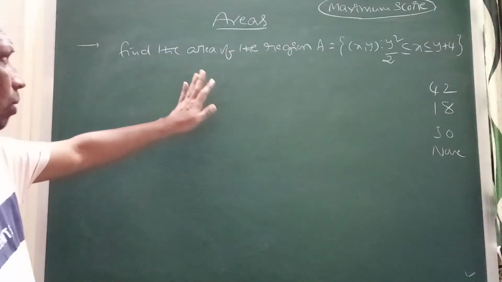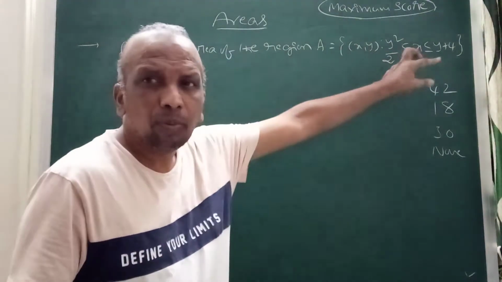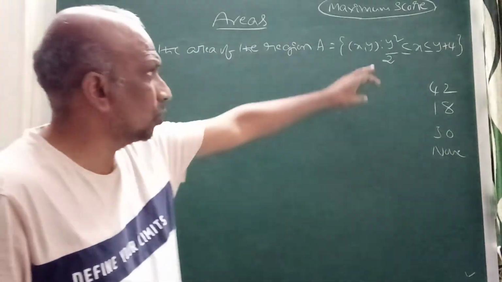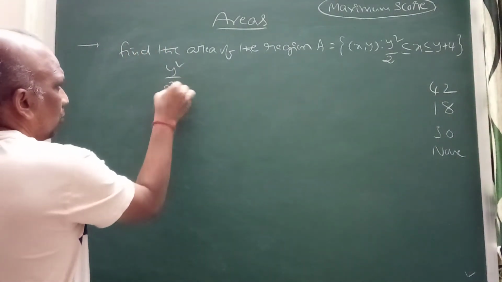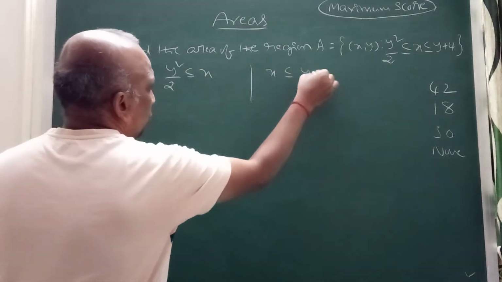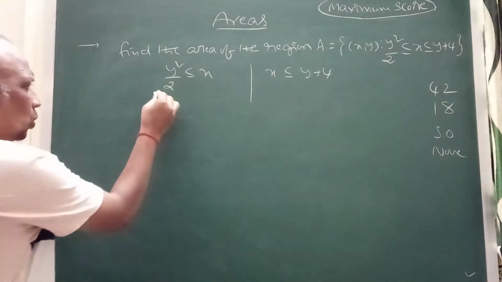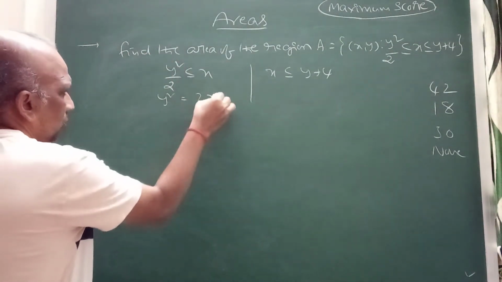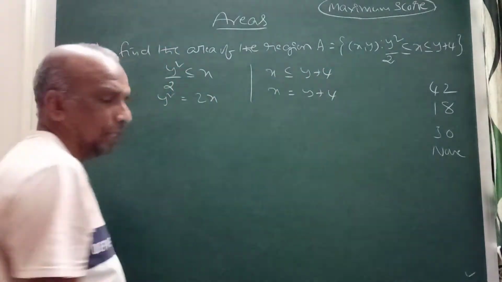See, this is the problem. Find the area of the region bounded by these two curves. Y square by 2 less than or equal to x less than or equal to y plus 4. They are given y square by 2 less than or equal to x. Another one, x less than or equal to y plus 4. From this, consider y square is equal to 2x, parabola. The line I can consider x equal to y plus 4.